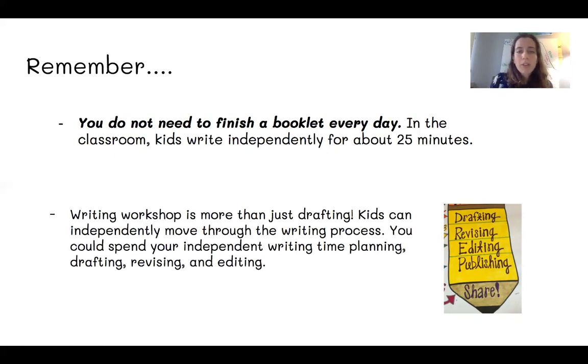Writing workshop is more than just drafting. Kids can independently move through the writing process. You could spend your independent writing time planning, drafting, revising, and editing. So let's say that you are a first grader and you spend your 20 minutes of writing planning a new piece, and then you only have time to draft 1 or 2 pages. That's okay. Maybe you spend your whole writing time revising, and you have so many more characters talking now and so many more characters having feelings. That's okay.